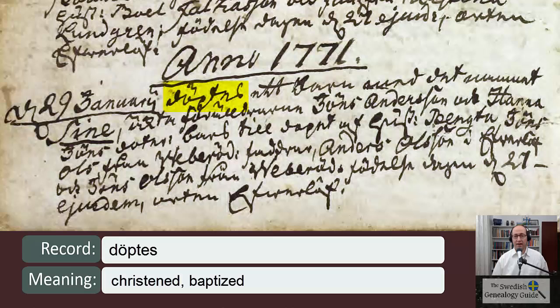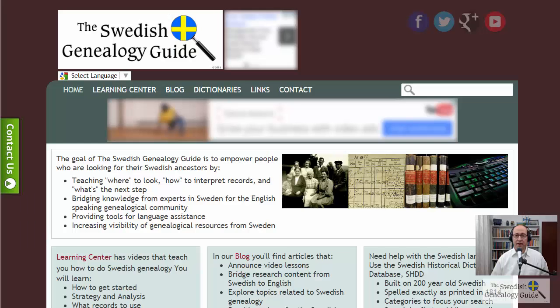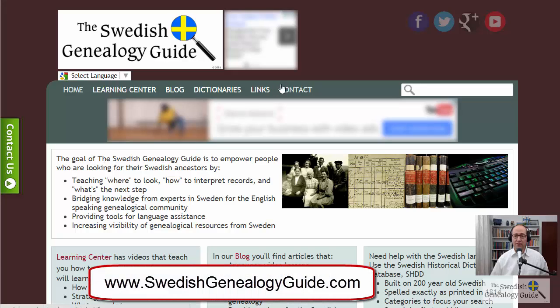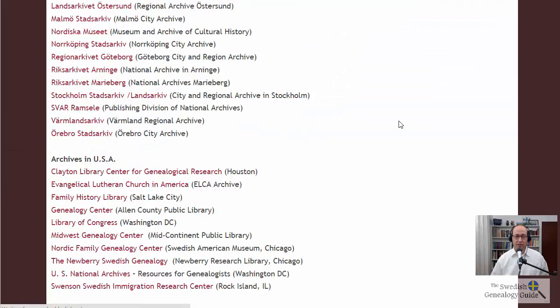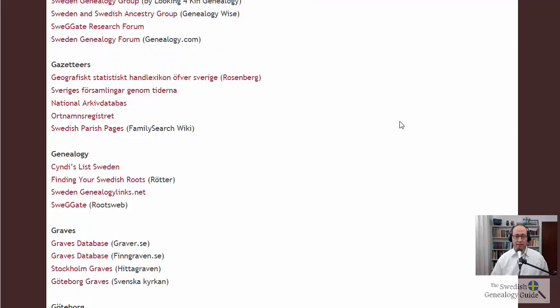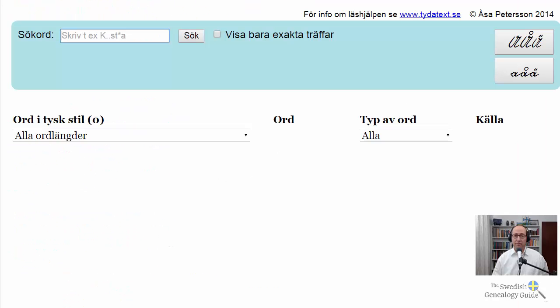From my experience, I know that the word begins with a lowercase d, followed by an O with the 2 dots over it, and then it's a P, T, E, S. If you were doing this for the first time and you went to the Gothic handwriting tool, you'd go to the home page of the Swedish Genealogy Guide, click on links. We'll scroll down to the handwriting and then click on Gothic handwriting tool. From here, you would type in the letters according to what you can see. So I'm going to put in D, P, T, E, S.